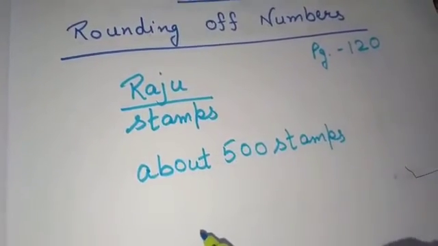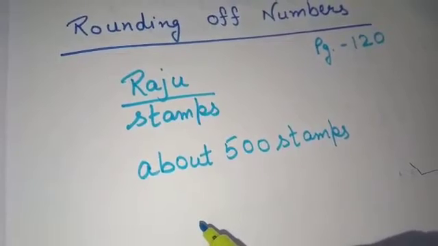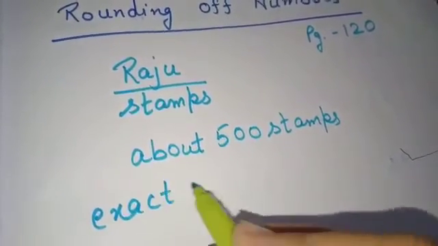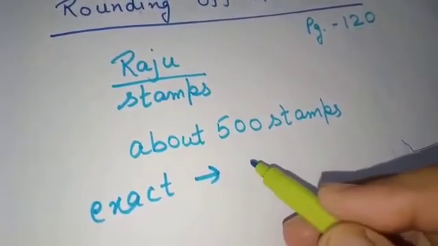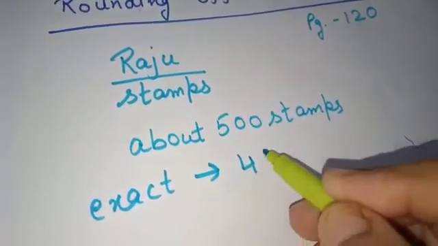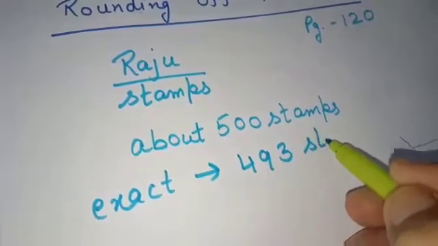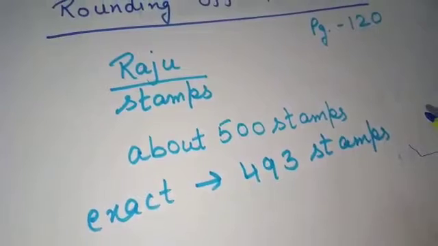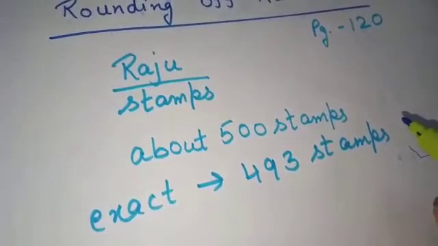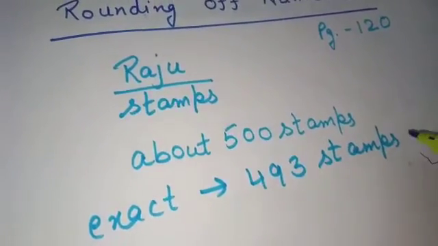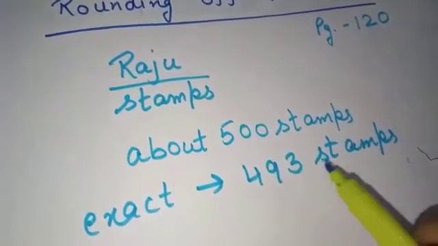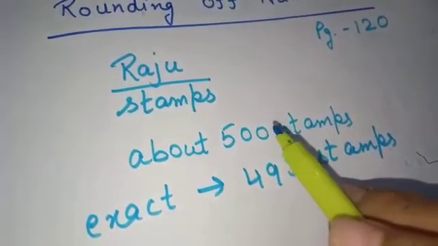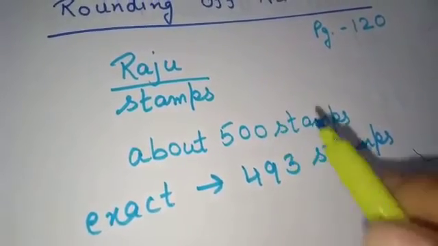Then his mother said, "Tell me the exact number of stamps collected." Then he replied, "Mom, I have exactly 493 stamps." So this boy Raju has rounded off the number 493 to 500. It means he told the nearest rounded number to his mother.